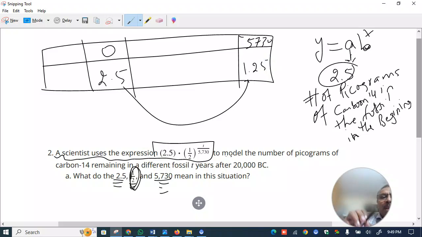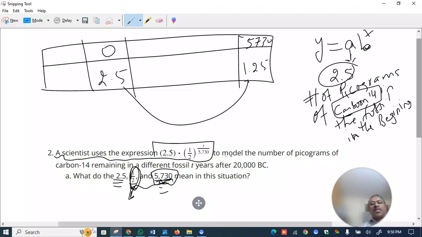See now, what are you supposed to write? What do these two numbers mean? The carbon 14 decays by a decay factor of half every 5730 years.